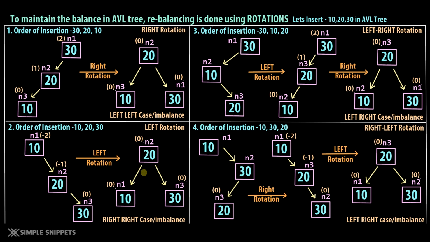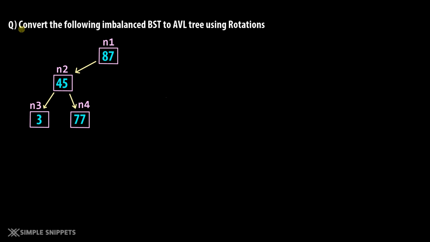For all this, as I mentioned, the concept of rotations needs to be very clear, and the concept of AVL tree should be clear. Now with that introduction, let's start off with the first numerical. The first question is: convert the following imbalanced binary search tree to an AVL tree using rotations. Currently we've been given a binary search tree which is imbalanced, and we have to perform some rotations on this and make it an AVL tree.